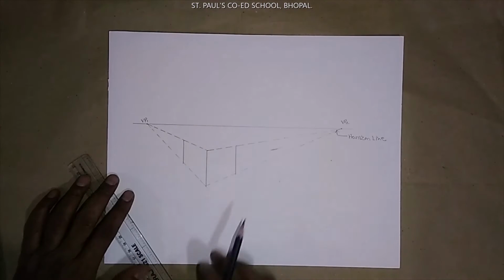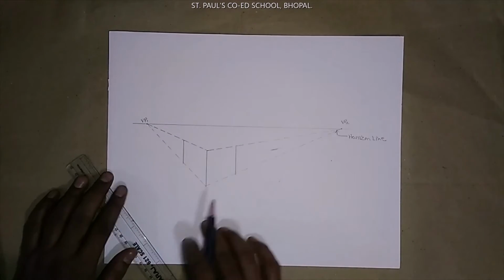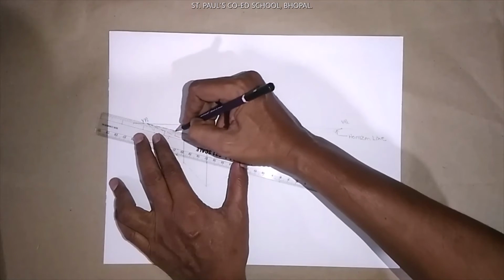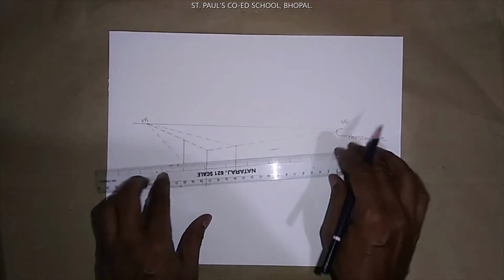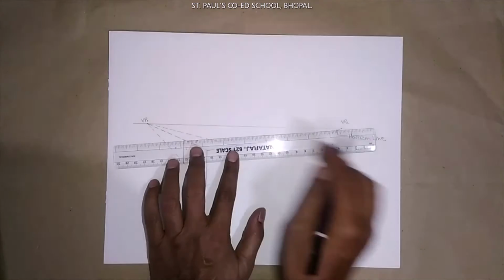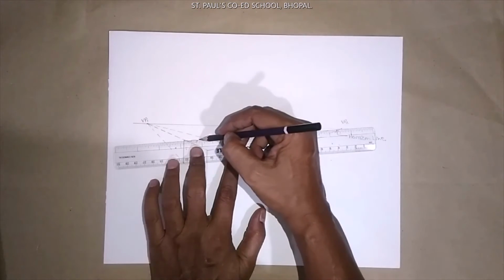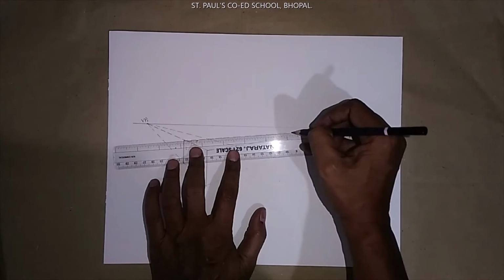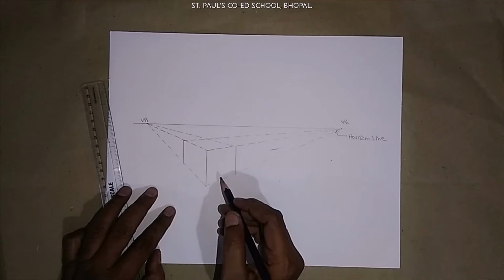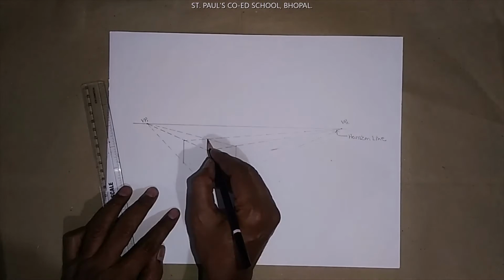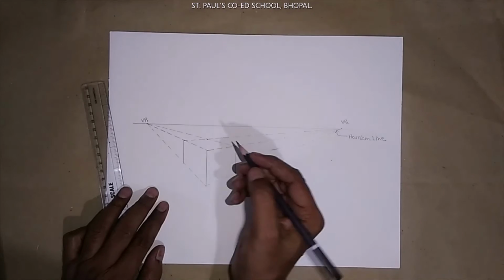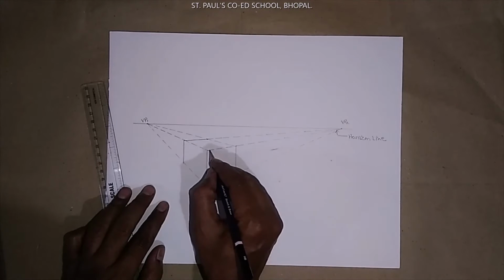Now we got these two points. So join these two points with the opposite vanishing points. So this point, this vanishing point. Again, this point with vanishing point 2. Where the perspective guidelines intersect will be the top of the box. So this is the top of the box. Draw solid lines representing the box top shape. We have drawn these solid lines.